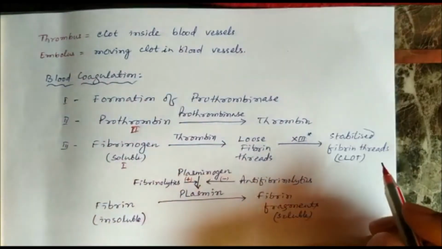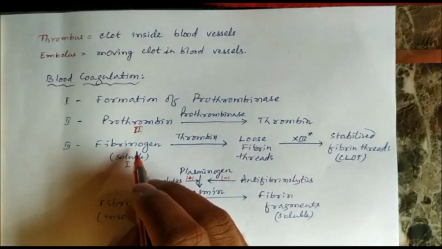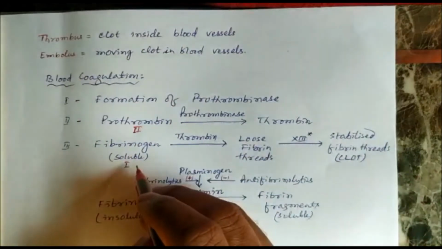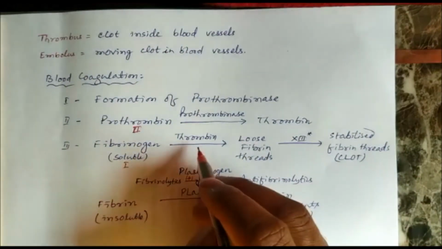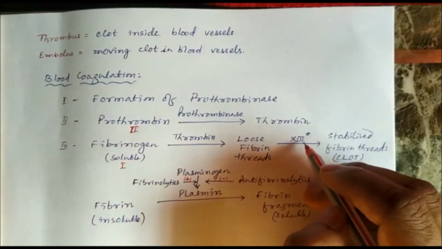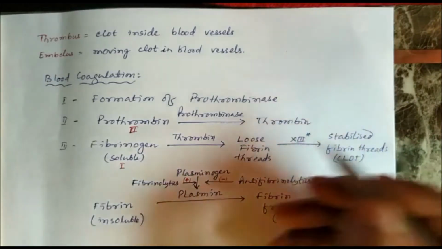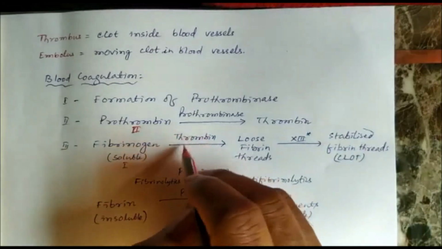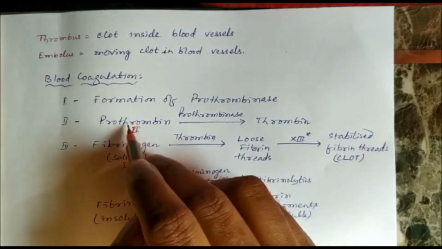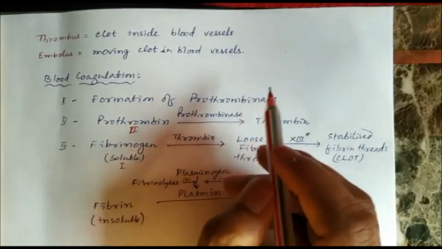So fibrin is your factor 1. Factor 1, the fibrinogen, is the inactive soluble form which is converted to loose fibrin threads, which in the presence of the fibrin stabilizing factor, that is factor 13, are converted to stabilized fibrin threads or clot, in the presence of thrombin. And thrombin is the activated form of factor 2, that is prothrombin, and prothrombin is converted to thrombin in the presence of prothrombinase.